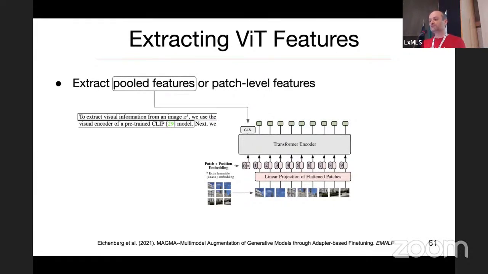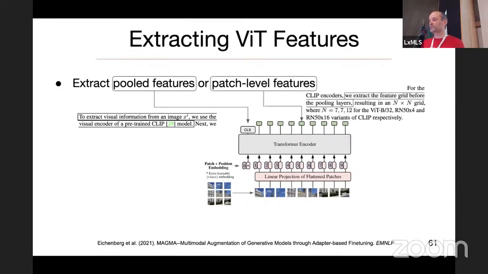So when we're taking pooled features, we'll see something like this. To extract visual information from an image, we use the visual encoder of a pre-trained CLIP model. No other information in that sentence. Whereas if we're going to use patch-level features, they'll say something like, we extract the feature grid before the pooling layers, resulting in an n by n grid, where we have 7 by 7 or 12 for these differently sized models within the CLIP family of models. And so then we'll get one output embedding per patch, and that will be our representations of our inputs.